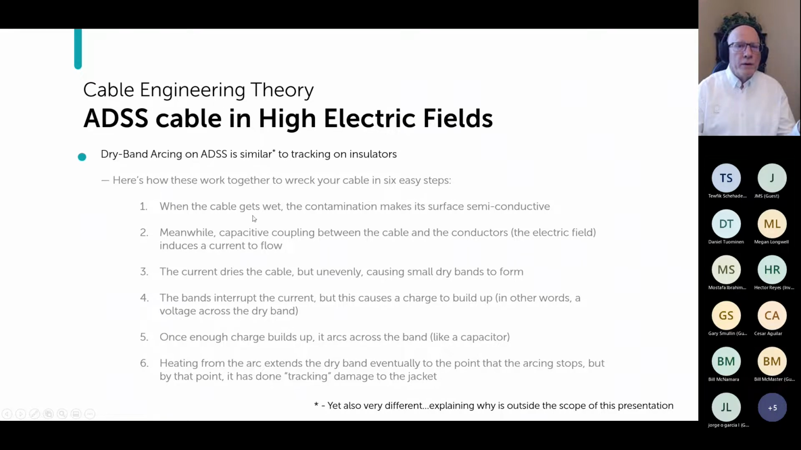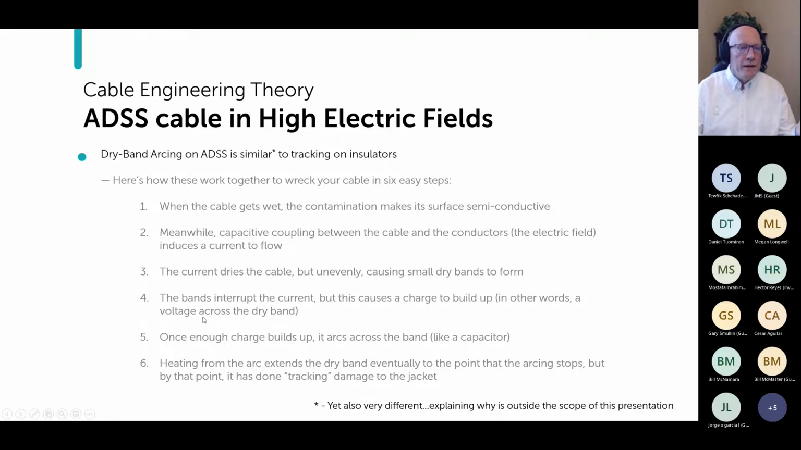So the cable gets wet and the contamination makes its surface semiconductive. So it actually starts to track. It's conducting a little bit of electricity. And that comes from the capacitive coupling between the cable and the conductor. So in other words, the electric field is initiating that current to flow. That current, though, has the effect of heating the water, which effectively causes it to evaporate and thereby dry the cable. But it's not evenly across the cable. So you get small dry bands beginning to form.